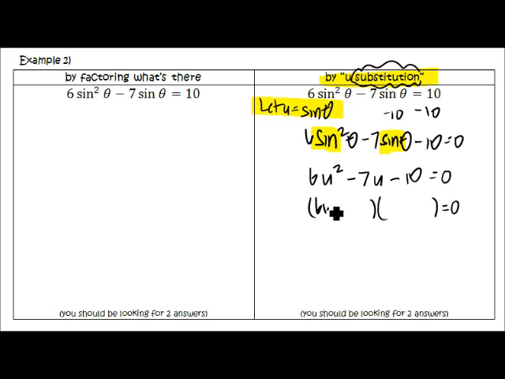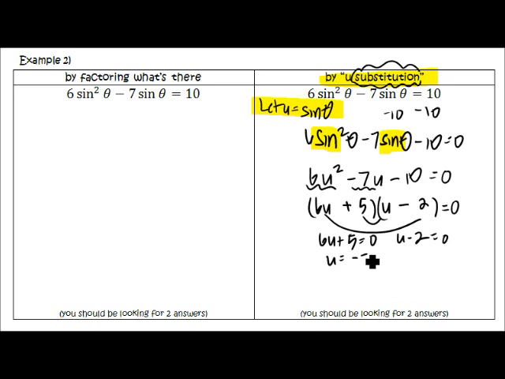We're still going to use 6 and 1, but this time it's 6u times u that gives us 6u squared. We're still going to use 2 and 5, where the 2 gets matched up with the 6u and the 5 gets matched up with 1u. 12u and 5u can make negative 7u if the 12 is negative and the 5 is positive. Again, we can go ahead and solve each of these for u after we set them equal to 0. So we see that u equals negative 5/6 and u equals 2.